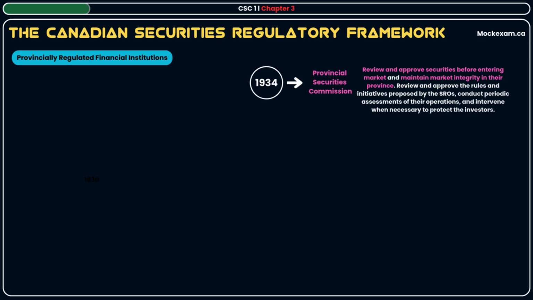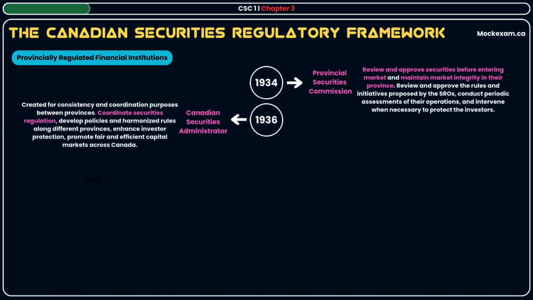As I said, every province in Canada has their own Securities Commission, but these commissions across Canada need to be aligned and work in harmony with each other. Because after all, it's the financial market of Canada and rules need to be fair and almost the same across our country. That's why in 1936, provincial securities commissions of all provinces got together and established the CSA, or Canadian Securities Administrators. So the CSA was created for consistency and coordination between provinces.